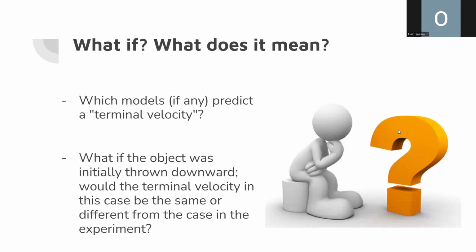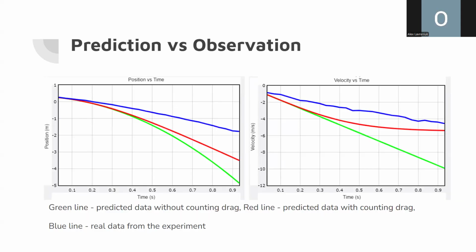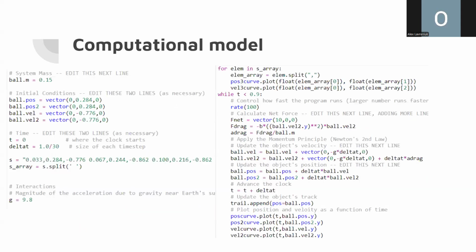Then, what if the object was initially thrown downward? Would the terminal velocity in that case be similar or different from the case in the experiment? It would not be any different if the object was the same, because the only thing that the force of drag actually depends on is the velocity. It depends on the mass, it depends on the drag.